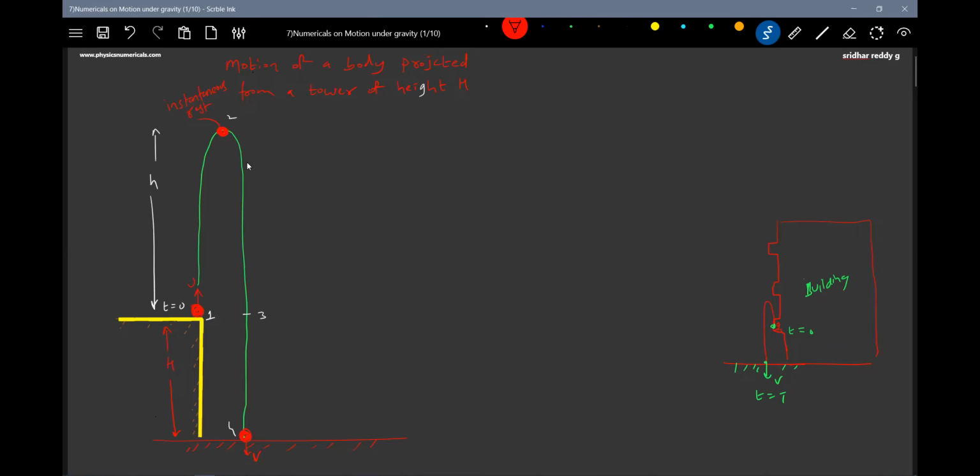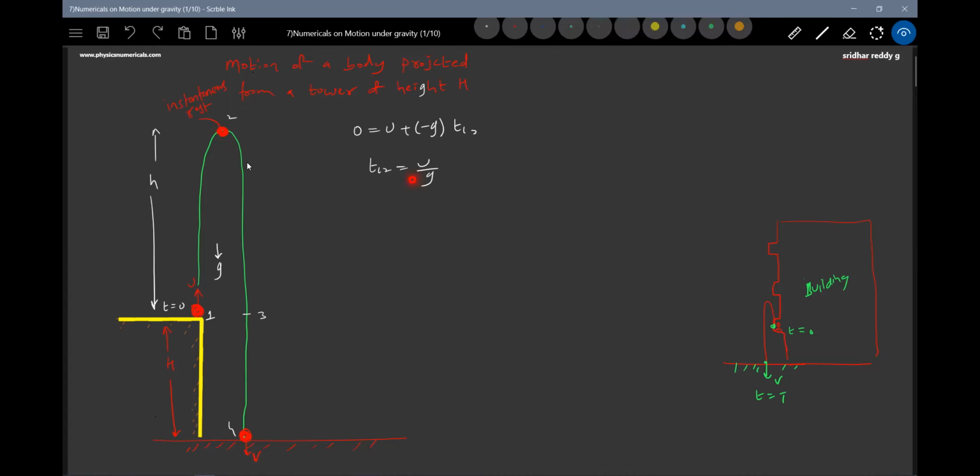First, what is the time of ascent, the time taken to move from 1 to 2? What is that h? We'll find out all these things. The first thing: 0 is equal to u minus g t. g will be acting vertically down, so g is opposite to the initial velocity, therefore it is minus g. The time taken to move from 1 to 2, T12, equals u by g. What is T12? The time taken for the ball to ascend from the top of the tower to the highest point of its trajectory.